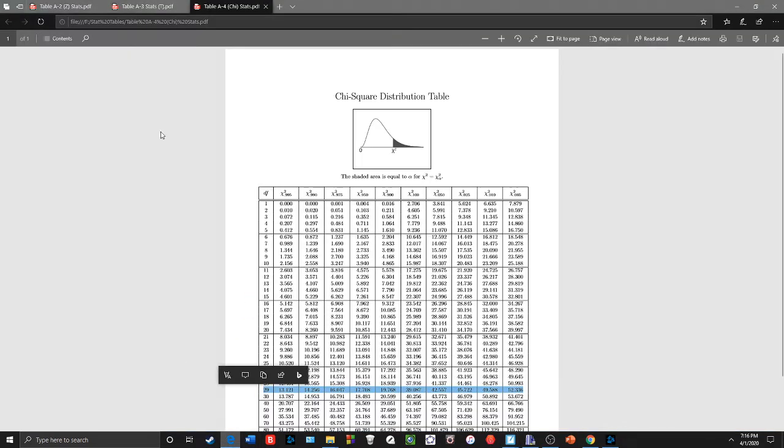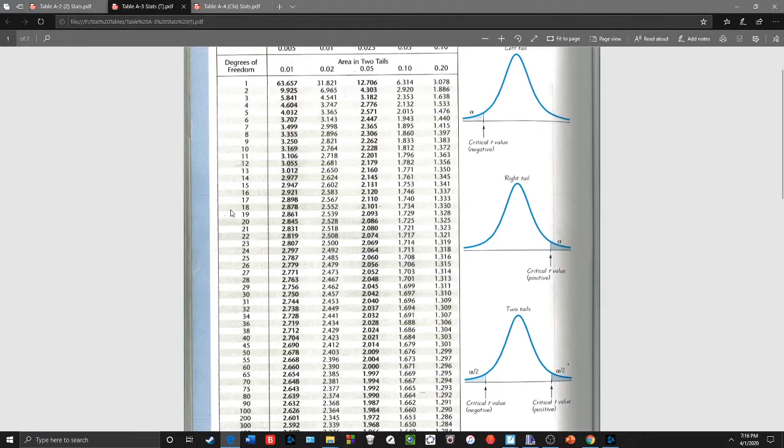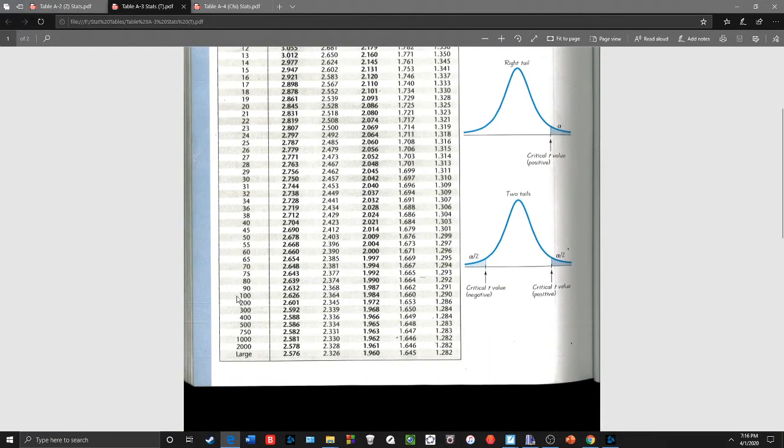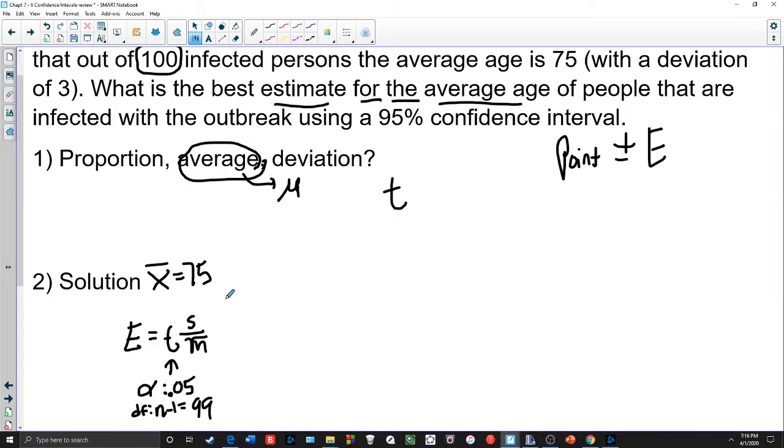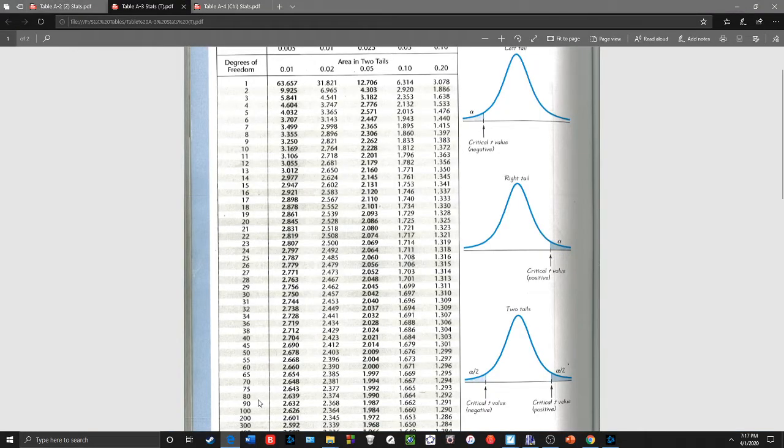So let's go ahead into a t-table here. 99 I don't have, unfortunately, so I'm going to have to stick with the 100 there. So here's my 100 row. And then let's see here, 0.05 and 2 tails, so right there. Go there, go there. I get 1.984. So that is my t-score. So my t is 1.984. Double check that again.